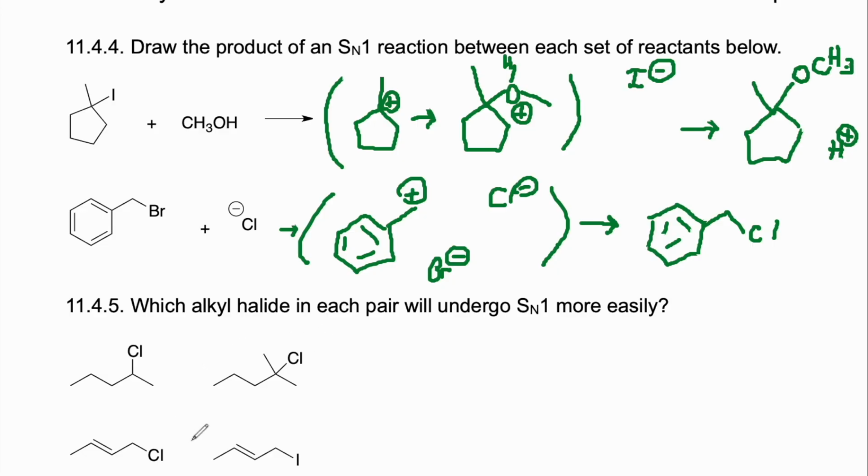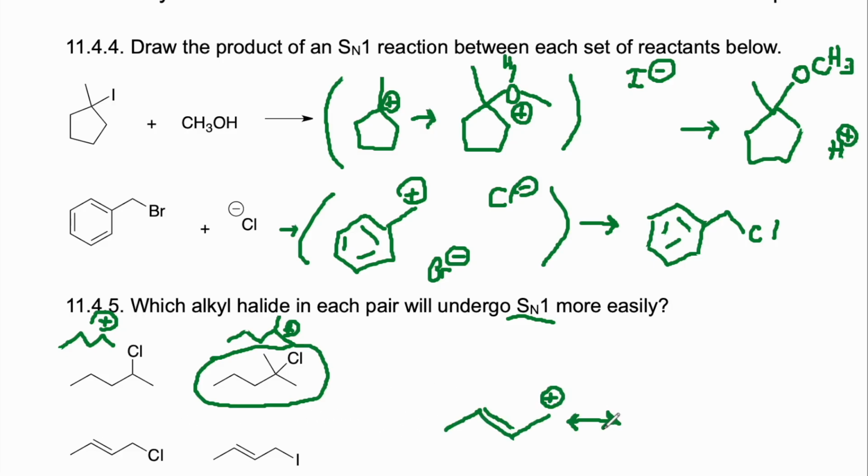So here we have a question over which alkyl halide will undergo SN1 more easily. Remember, we have to have the leaving group leave as the first step, the rate limiting step in this reaction. So since this one leaves to form a secondary cation, whereas this one would leave to form a tertiary cation, this tertiary cation is more stable, and so that would be a more favorable situation. So this tertiary chloride is going to be a better candidate for SN1.